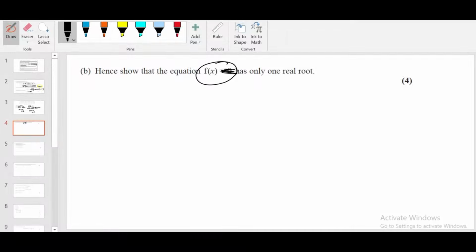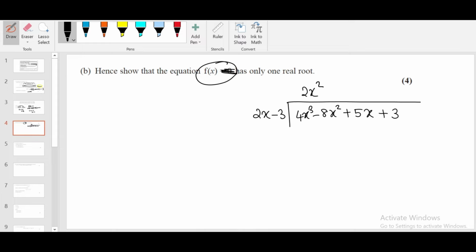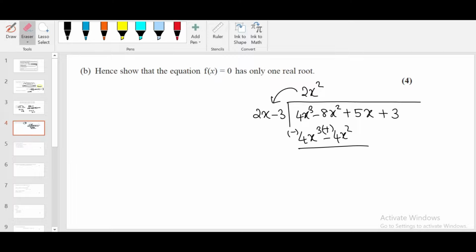You have a factor 2x minus 3. Using the factor, divide the function 4x cubed minus 8x square plus 5x plus 3. So 2x square, multiply this, you'll get 4x cubed minus 4x square. Change the sign, so this will be cancelled. Minus 8 plus 4 is minus 4x square. Bring down the next term.